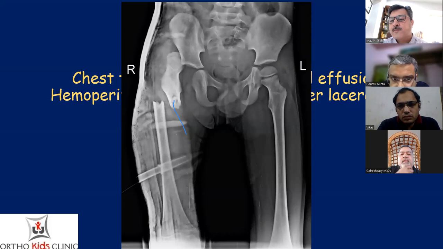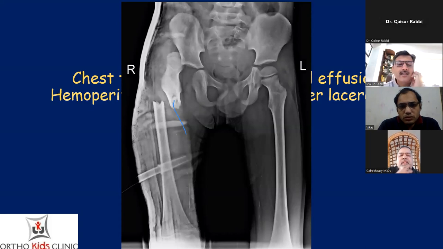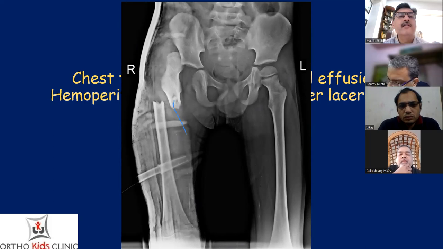For the hip dislocation part, whether there's an articular fragment or not, I think some more imaging is required. Okay, so whether a CT or an MR, if possible. A CT scan to see whether there is any head fragment or acetabular fragment with the dislocation, or an MRI. That's right.